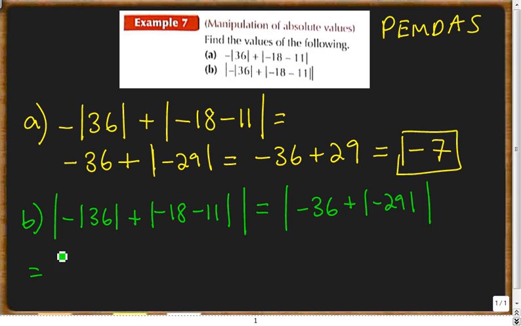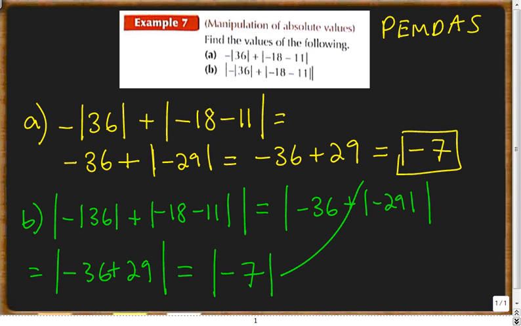which again, this is negative 36 plus 29, which is the absolute value of negative 7. So this is just like what we got up here, but now it's the absolute value of negative 7, which makes 7. So make sure that you do your order of operations. That's the real key when you're trying to evaluate absolute values, or really anything that you have to evaluate.